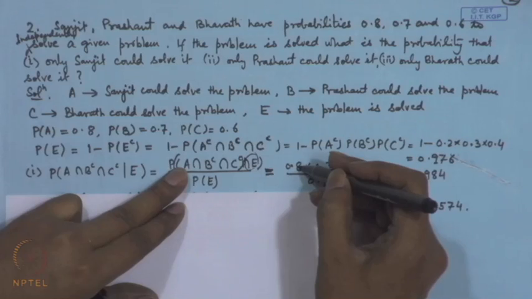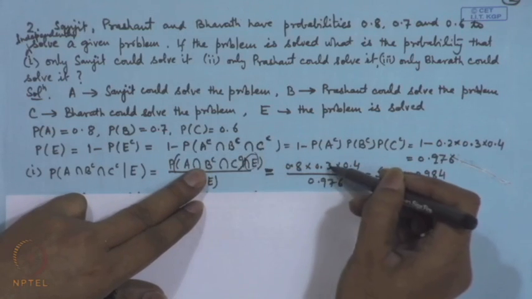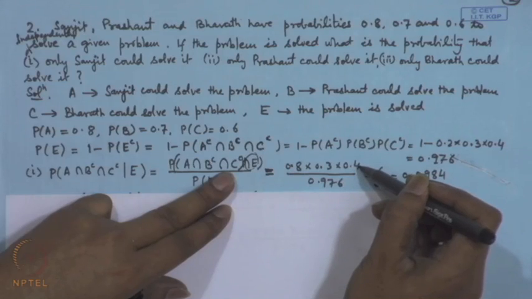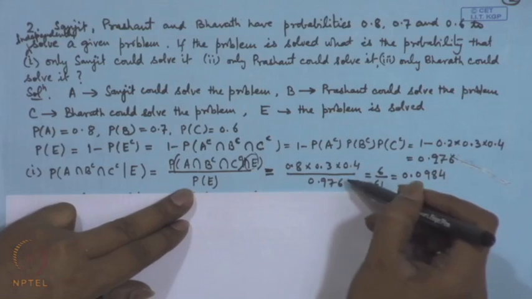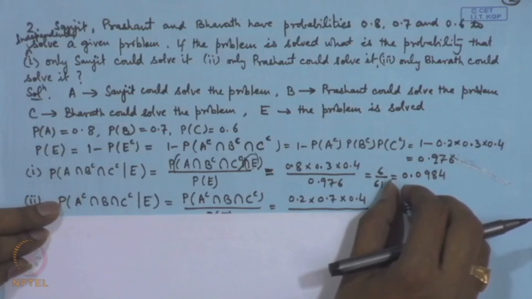Now, this is 0.8. Once again we use the independence here. So, probability of B complement is 0.3 and probability of C complement is 0.4 divided by probability of E. So, after simplification the value turns out to be 6 by 61.